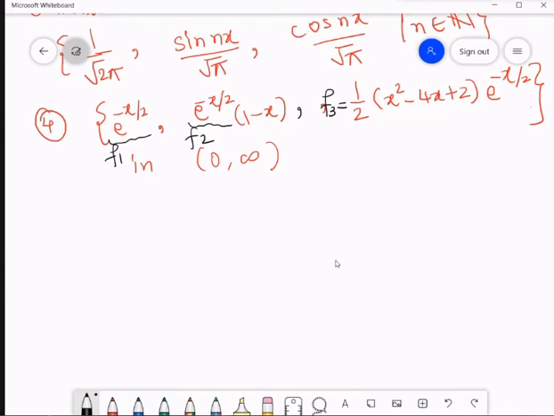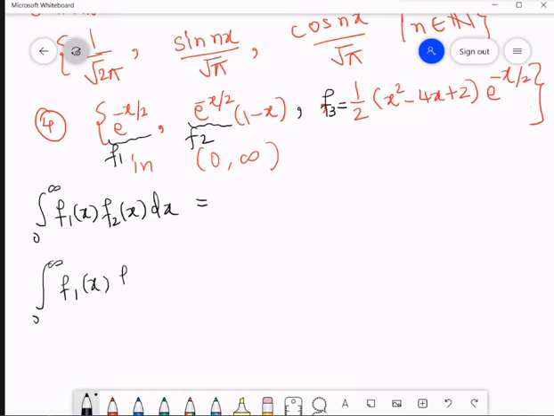Okay, so now we'll evaluate integral 0 to infinity f1(x) f2(x) dx, integral 0 to infinity f1(x) f3(x) dx, and we want them to be all zeros, so this is what we are checking.